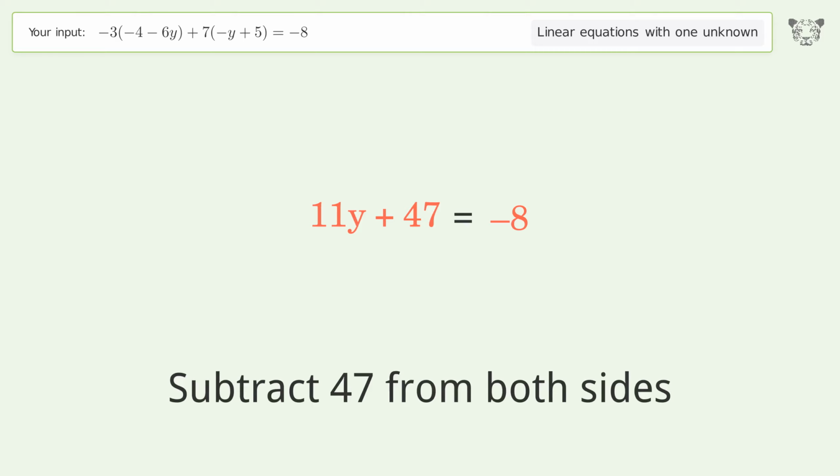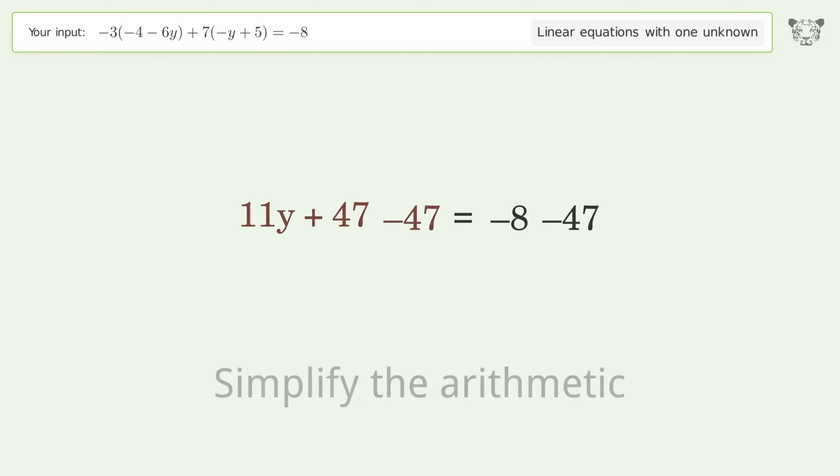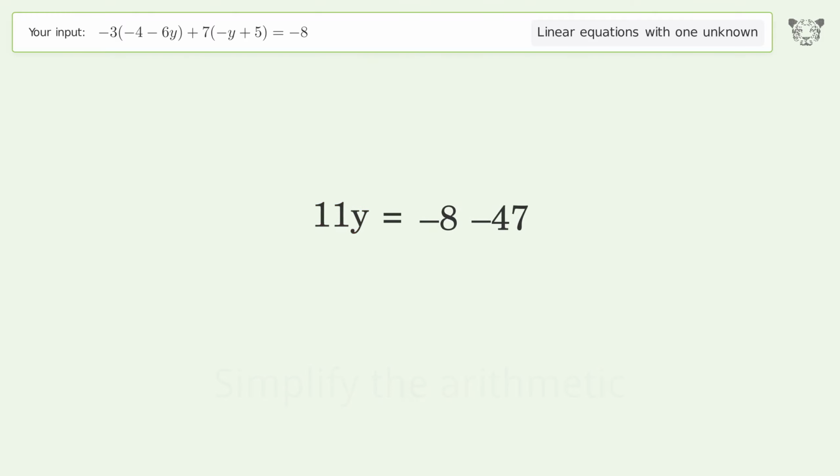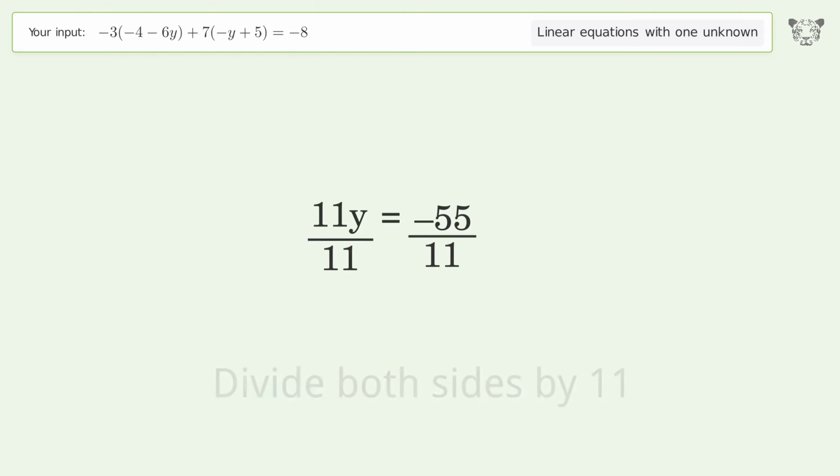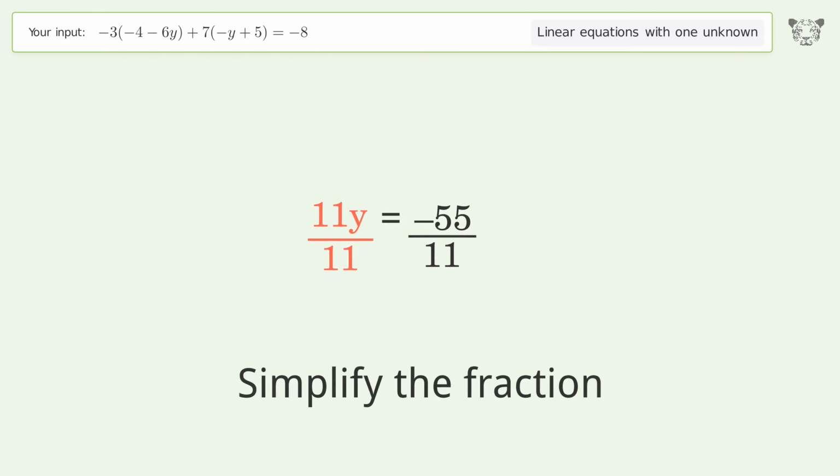Subtract 47 from both sides. Simplify the arithmetic. Isolate the y. Divide both sides by 11. Simplify the fraction.